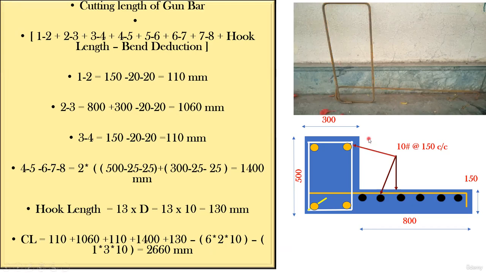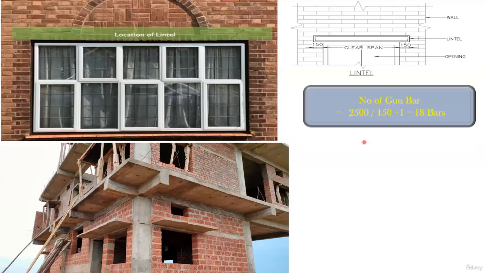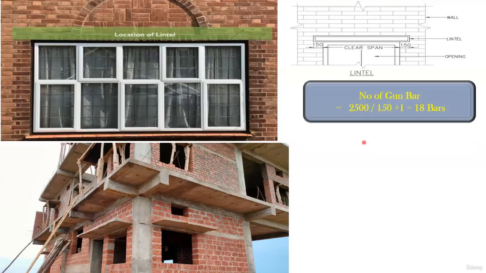Now the next question is, how do you put it practically? So practically, you might not have seen this. So I'll show you practically how it is put. Okay. First is to find the number of gun bars. So this gun bar, wherever you have this window opening, there we are going to provide a gun bar. Like this is a window opening.